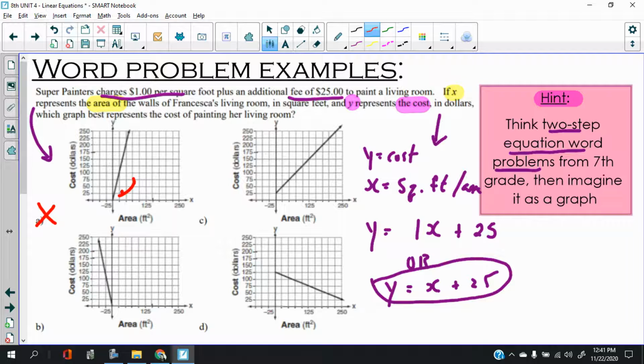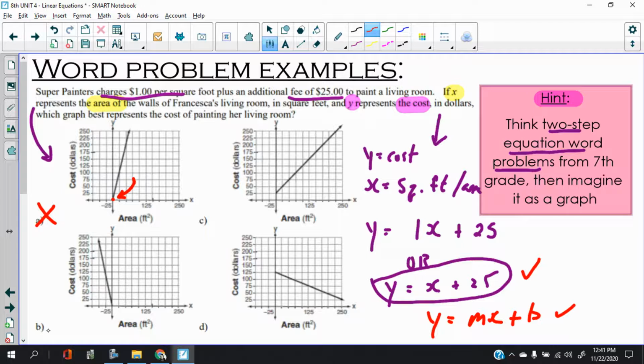You see this here? It started out at 0, started off at the origin. So that's not good because you know you have to pay 25 no matter what. So why would the total cost start out at 0, right? Not only that, examine this just as a y equals mx plus b slope-intercept form equation, right? It wouldn't work because that's not the y-intercept. The y-intercept's 25, so this is no good, okay?